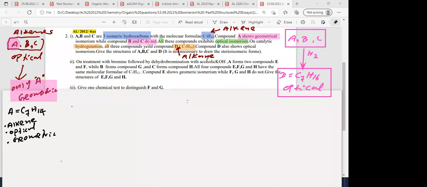Instead of putting a box, I'll write this answer. So can you guess the answer for this A? What type of structures can you draw? There must be optical activity, which means there must be an asymmetric carbon, an optically active carbon. So I'll put this carbon atom in the middle, the optically active one.